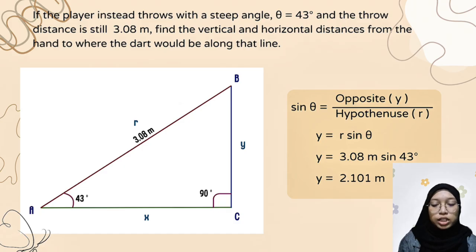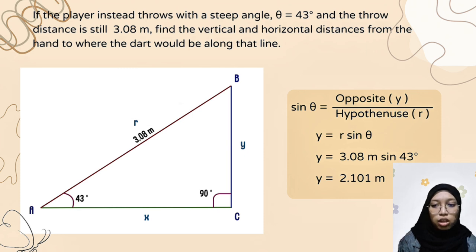Meanwhile, for the vertical distance, we use sine, as we know sine is opposite over hypotenuse. H equals 3.08 times sine 43 degrees, which equals 2.10 meters. This shows that by increasing the angle, the dart goes higher vertically but covers less horizontal distance. So as we can see from this question, trigonometry helps us analyze the game of darts.